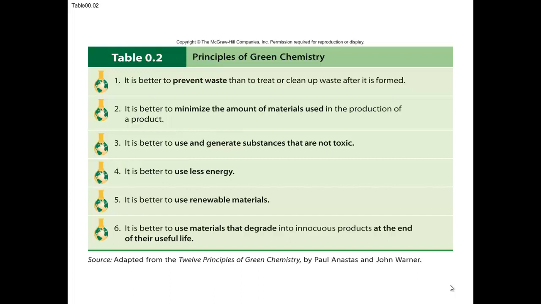And 6, it is better to use materials that degrade into innocuous products at the end of their useful life. Can we make them biodegradable, etc.? So that in the end they go back into nature and don't last around forever polluting our world.